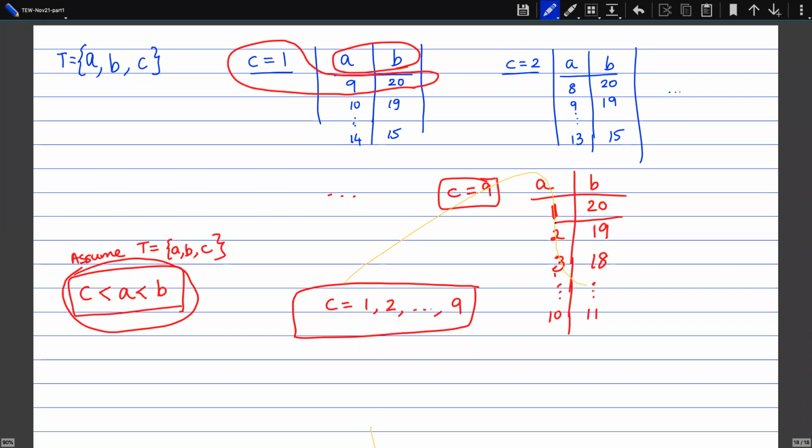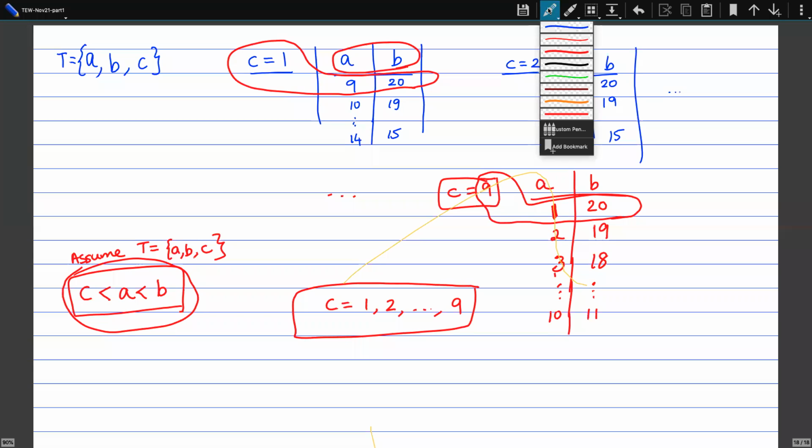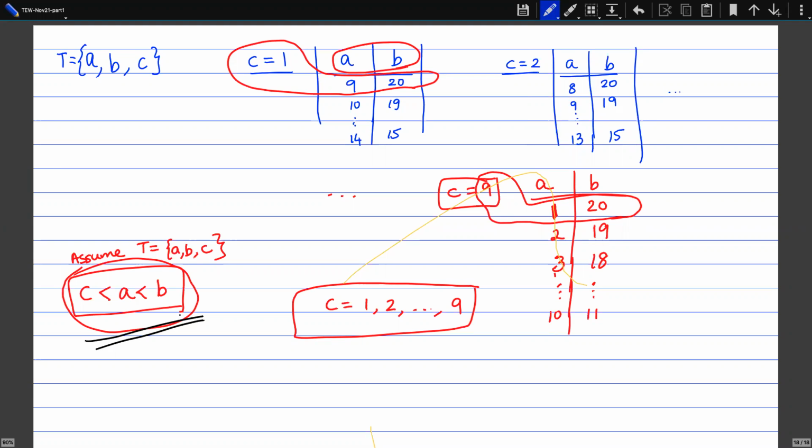What would happen if I took this possibility? Why shouldn't I do this? This already exists when C is 1. Correct, because it's already covered. The reason we are making this assumption is to prevent double counting. So we say beforehand that we are only going to assume that C is smallest, A is next, B is next, so that when we list the possibilities, we avoid double counting. Okay.